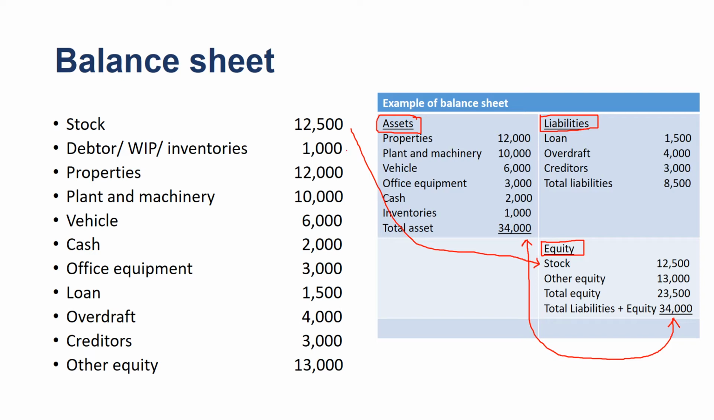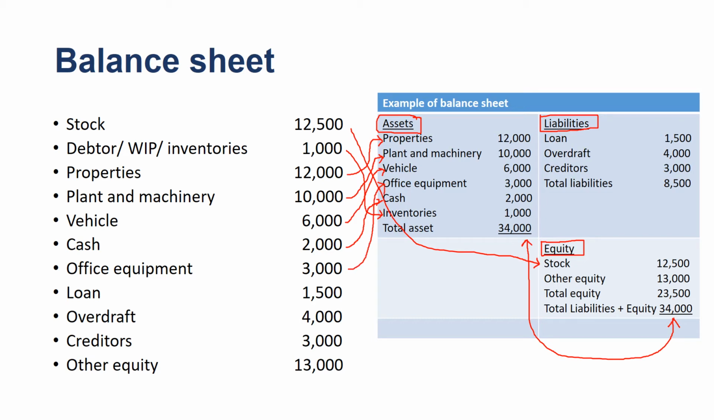For 1,000, we put inventory categorized under our assets, and then we have properties also under our assets, 12,000. Plant and machinery for 10,000 is categorized under assets, vehicle also under assets for 6,000. We have cash in hand, this is our current asset, 2,000, and then we have office equipment for 3,000 here.